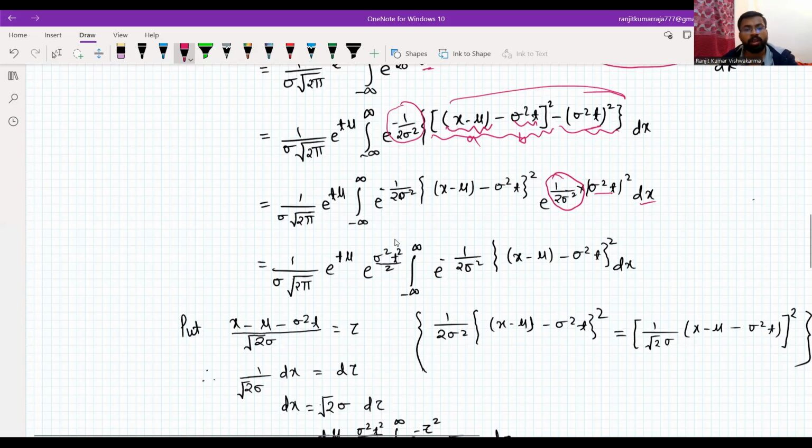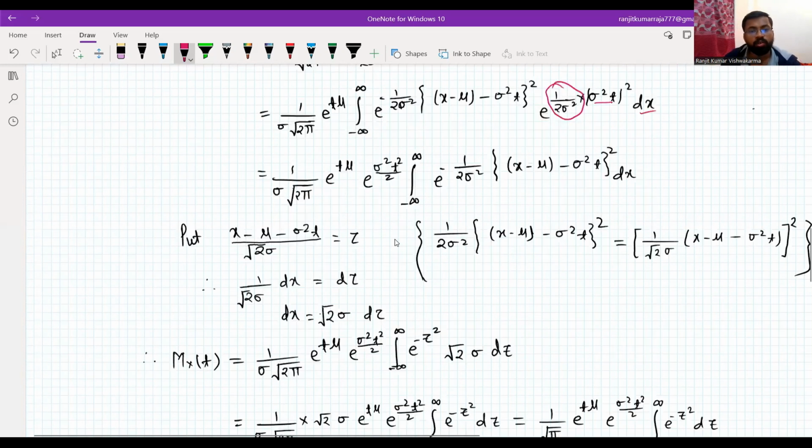After this, 1 by sigma root 2 pi e to the power tu e to the power sigma square, because I'm taking this outside of the integration since this term is constant. This is the constant term. Why? Because we are doing integration with respect to x, and here x is absent, that is e to the power of sigma square t square divided by 2.